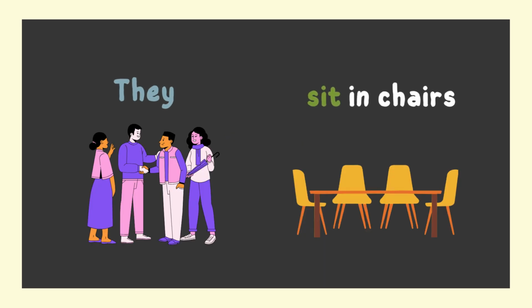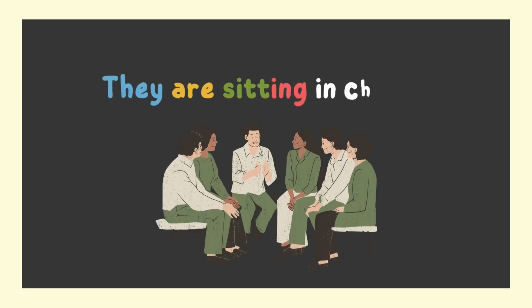Let's try another one. If I wanted to make a present continuous sentence with they and sit in chairs, how would I say it? I would say they are sitting in chairs. Notice in sitting, I had to add an extra T before the ing. Some verbs require this. They are sitting in chairs.